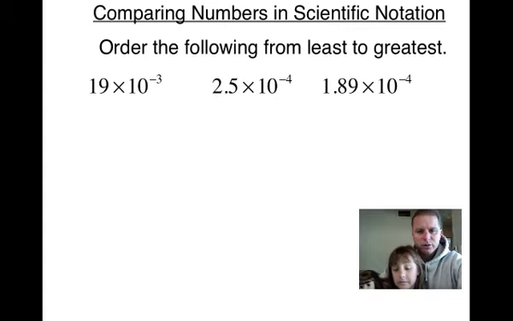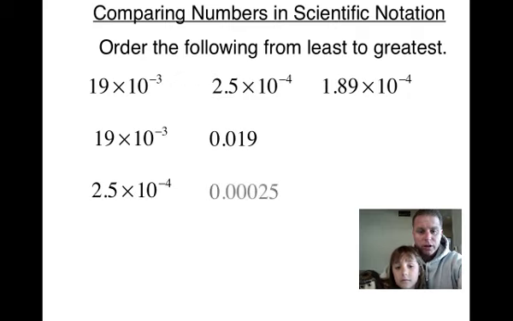Now we're going to put these in order. And the easiest way to probably do this is to just write them as decimals. So I'm going to write, and this isn't really in scientific notation, 19 times 10 to the negative third. So I'm putting that into a normal number. Remember, if it's a normal number, negative exponents means it's a small number. So I'm going to move my decimal point 3 spots to the left, making that 0.019.